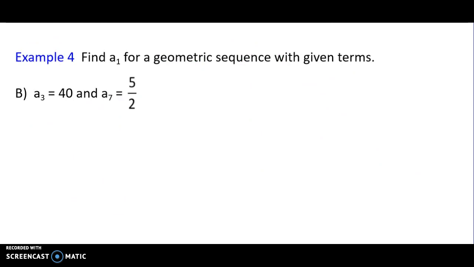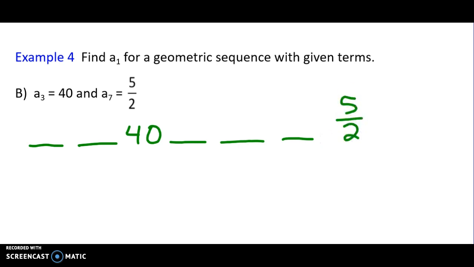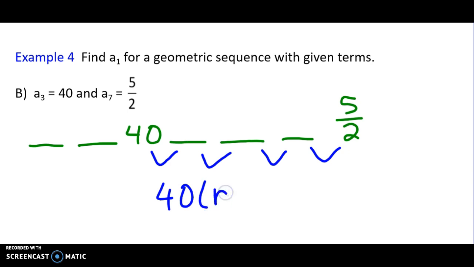Okay, similar to the last example, looking for A1. This time we don't know A1 or A2. We know A3 is 40, A4, A5, A6, and A7 is 5 halves. So in this case we have 1, 2, 3, 4 multipliers. So we start at 40 and we multiply 40 times r 4 times, so r to the 4th to get to 5 halves.